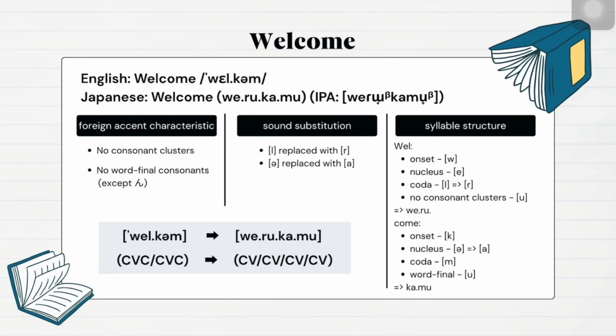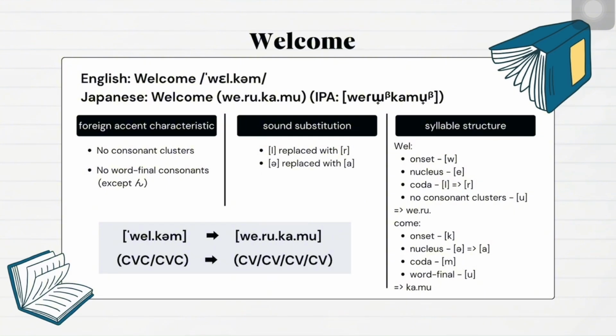And here are the sound substitutions in Japanese. The L in welcome is replaced with the sound R in Japanese, and the schwa is replaced with A. And here is a breakdown for the syllable structure. For the first syllable, well, the onset is W, the nucleus is a vowel, and the coda L is replaced with R. And since there are no consonant clusters in Japanese, a vowel U is inserted between the R and K. So the first syllable will be weru in Japanese.